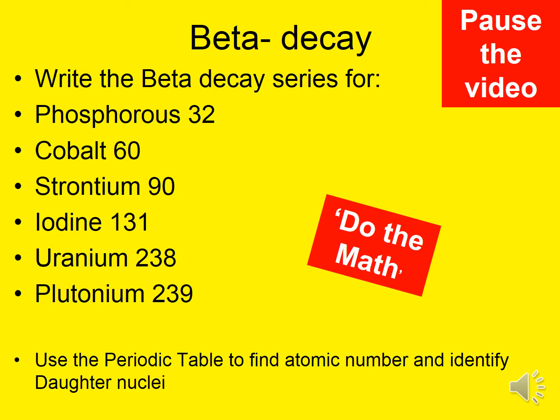Again, just to make sure we're really good at these things, we write out the beta decay series for these radioisotopes as well. Okay, pause the video and see what you can do in terms of beta minus decay for each of these: phosphorus, cobalt, strontium, iodine, uranium and plutonium. Again, have a periodic table so you can look up what the atomic number of these is and what the name of the daughter product is when you've worked it out. Okay, have a good go at those. Pause the video and we'll reveal all when you're ready.